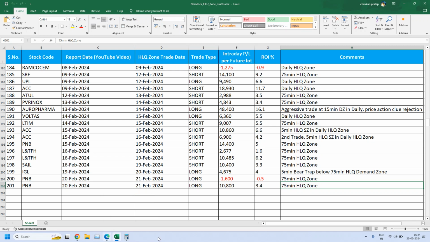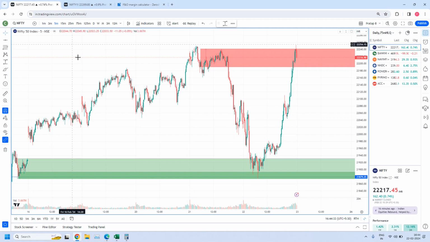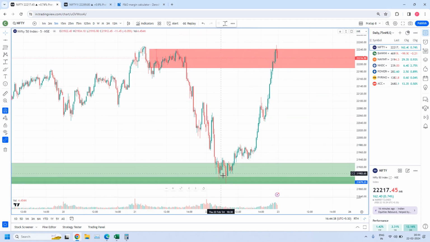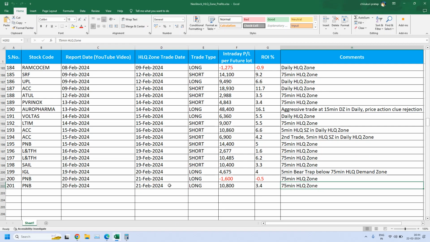See, for example, today I would have taken this trade. Now I'm not saying I have taken it, maybe I would have taken it. But am I mentioning it here? No. Why am I not mentioning it? Because that is not a high liquidity zone or trade. In this Excel sheet, I am mentioning only high liquidity trades executed on the charts. If you would have taken this trade, this is the profit you would have got. If you would have taken this trade, this is the loss you would have got. That is what I am telling you.